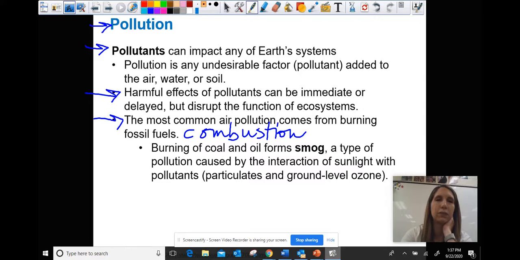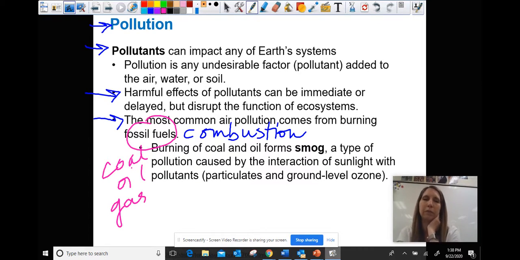But again, our fossil fuels, if you remember from chapter 4 when we talked about cycles, there are 3 of them that we mentioned. There's coal, there's oil, and then there's natural gas. Okay, so I would be familiar with those. When we burn coal and oil specifically, we form something called smog. And smog is probably something you've heard of, but this is a type of pollution that looks like a smoky fog.